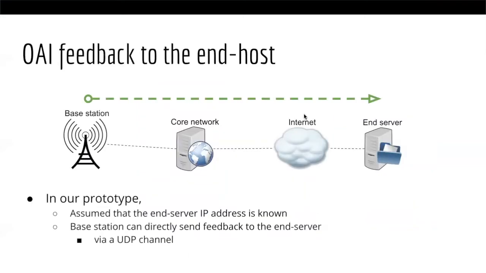I would like to mention one important detail here. In this prototype, we assume that the end server IP addresses are known, and the base station, through the OAI code, can directly send the feedback to the end server. This is often not the case in a practical deployment because base stations are not aware of IP addresses. Those are the responsibilities of the core network. There are building blocks in a core network that maintain the IP addresses of both users and the servers or machines that the user accesses. So in a more realistic deployment, the core network should also be involved in this messaging.